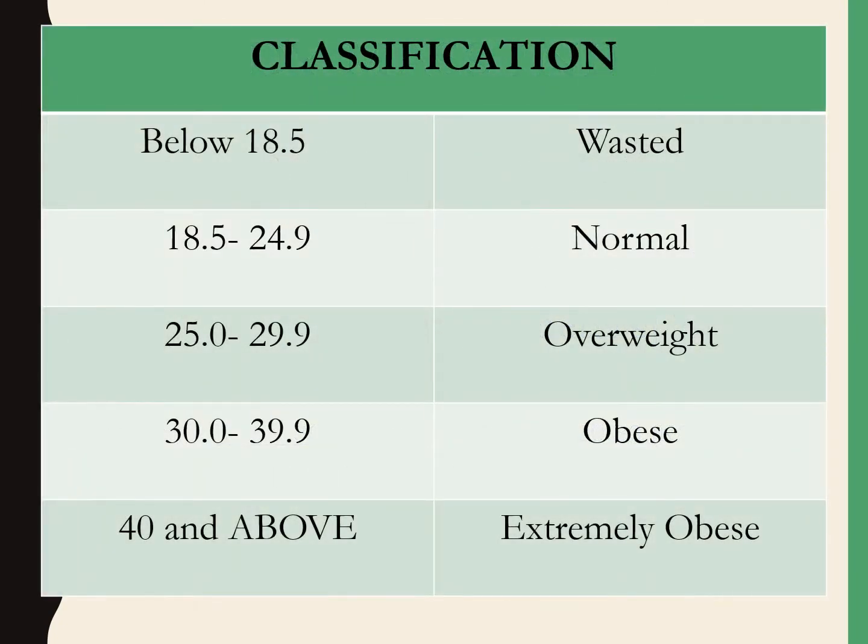So when your student got below 18.5, the classification is wasted. So it means malnourished or weak. Then 18.5 to 24.9, that's normal. Then 25 to 29.9 is overweight. Then 30 to 39.9, that's obese. Then 40 and above, extremely obese.